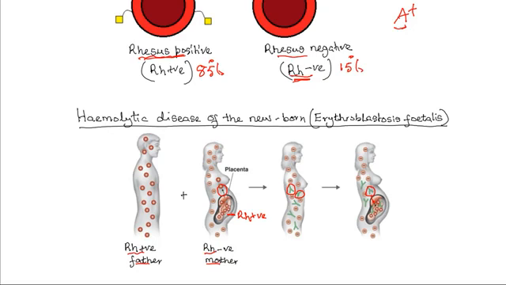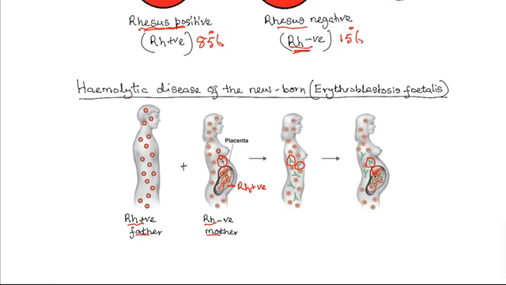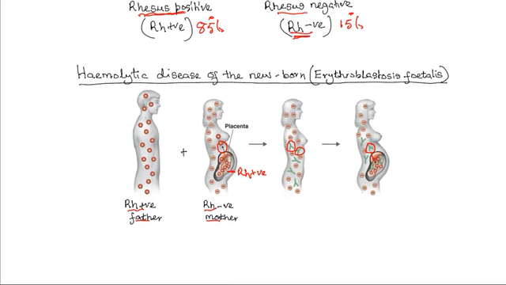Now, the firstborn child has a higher chance of survival because the destruction of the red blood cells is minimal. However, in the subsequent pregnancy, if the fetuses happen to be positive, then there's going to be massive destruction of the red blood cells, leading to serious symptoms and deformities of the baby, a condition known as hemolytic disease of the newborn, or erythroblastosis fetalis.